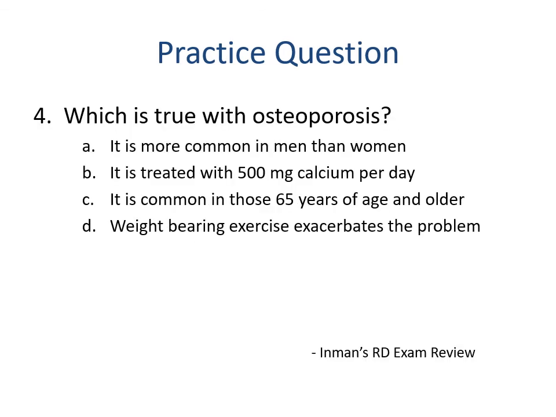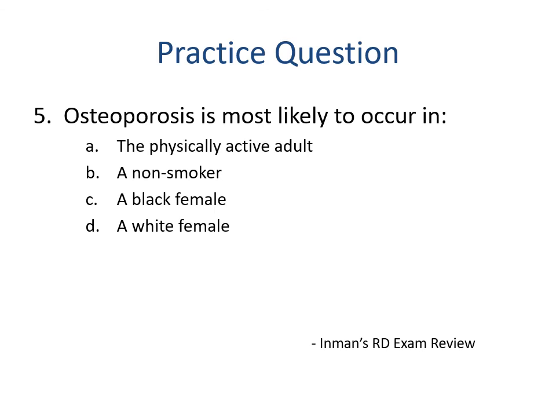Number 4, which is true with osteoporosis? That is answer choice C. It is common in those 65 years of age and older. And number 5, osteoporosis is most likely to occur in, and then you're looking specifically at this list. Out of this list, that is answer choice D, a white female.